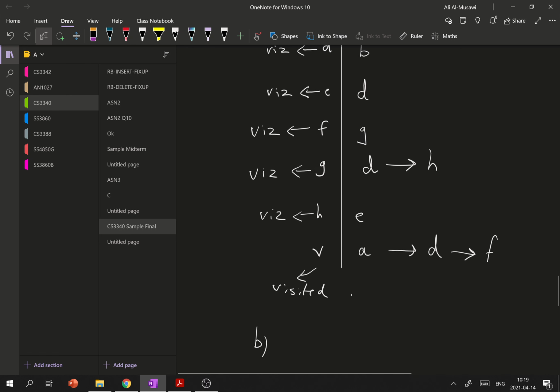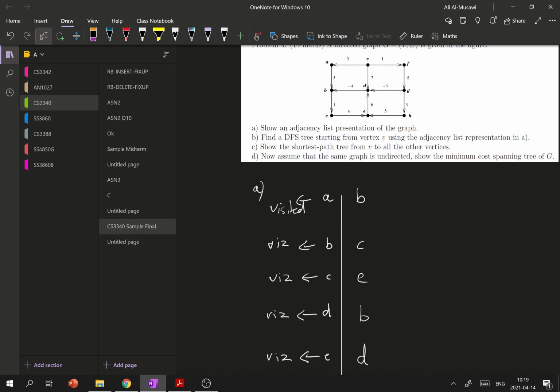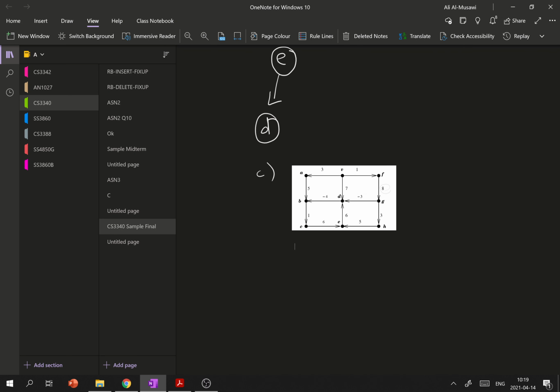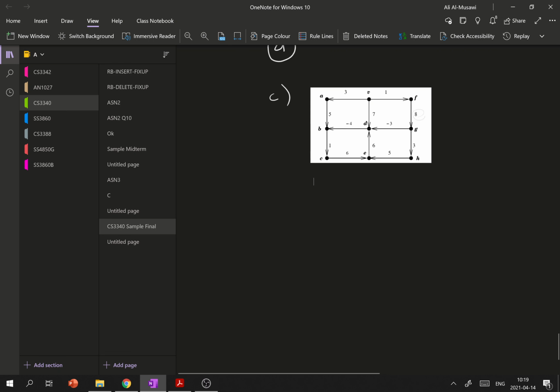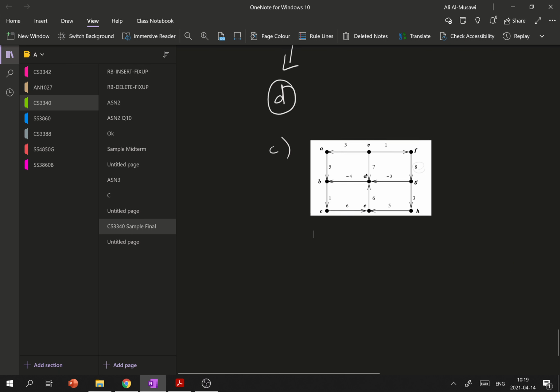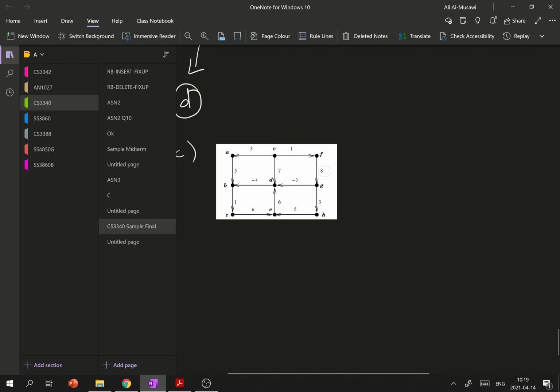Welcome to this video. In this video I show you how to solve problem 4c, how to find the shortest path tree. So you have three options. One, you could use Dijkstra. In this case it wouldn't work because it's got negative edges. The other one would be to use Bellman-Ford. This one also is just too much work.